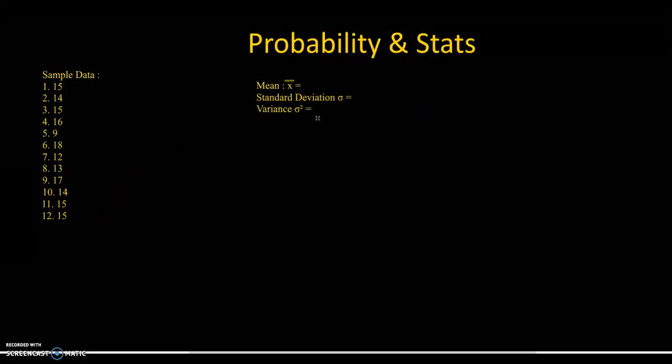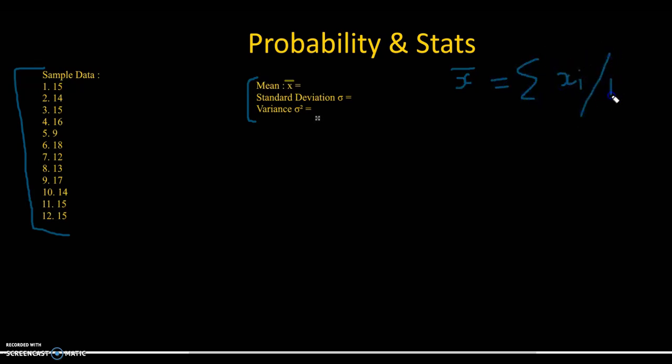So suppose we have this sample data. These are suppose the ages of students in a school. Now, in context of quantum mechanics, these three are the essential quantities: mean, standard deviation, and variance. The mean can simply be obtained by x bar, that means mean of quantity x, sigma xi by n. This is the formula of mean.